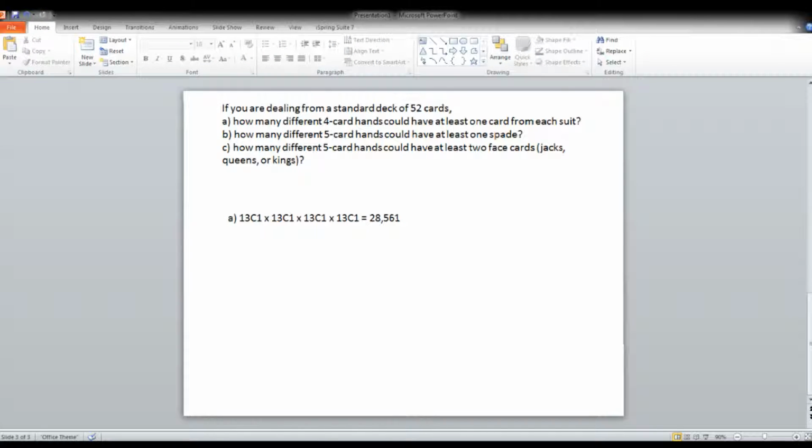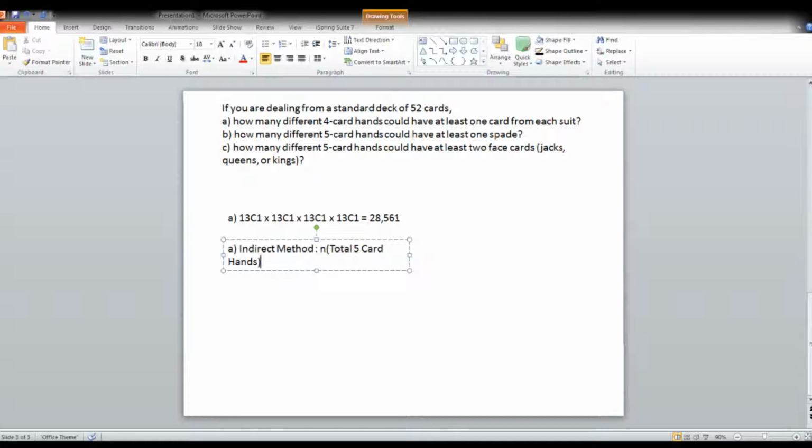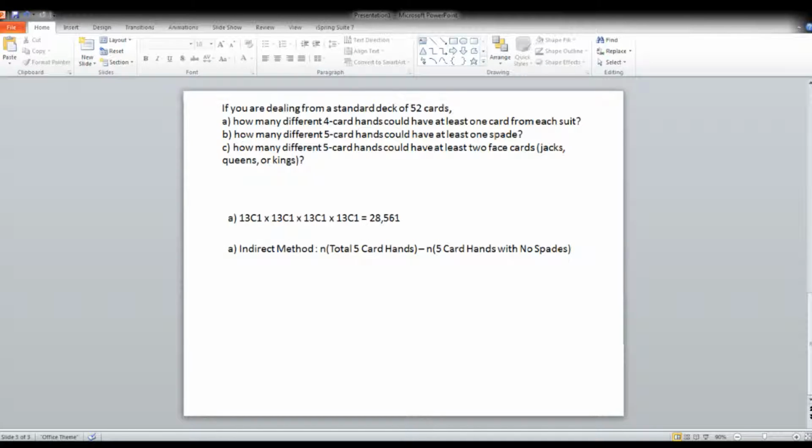Okay, for B, they say how many different five card hands could we have with at least one spade? So what I'm going to recommend is you do the indirect method. How this works is you're going to take the total five card hands, and you're going to subtract the number of five card hands with no spades, right? Because if we take the total five card hands and we subtract the number with no spades, then that guarantees us that we're going to have the number with at least one spade.